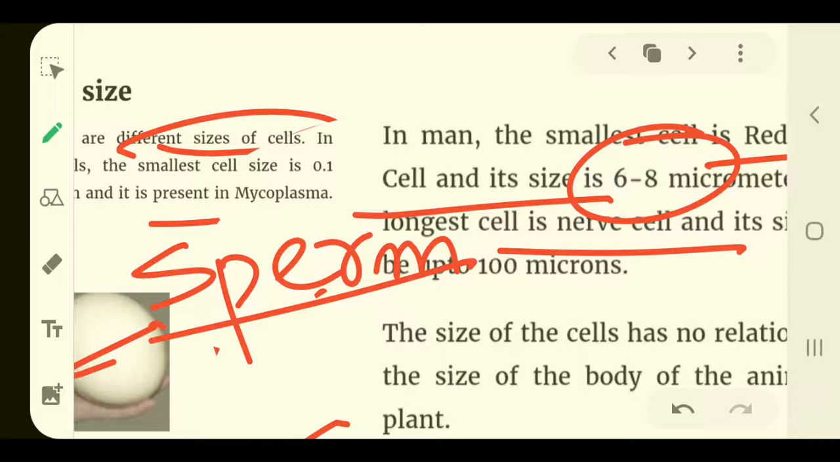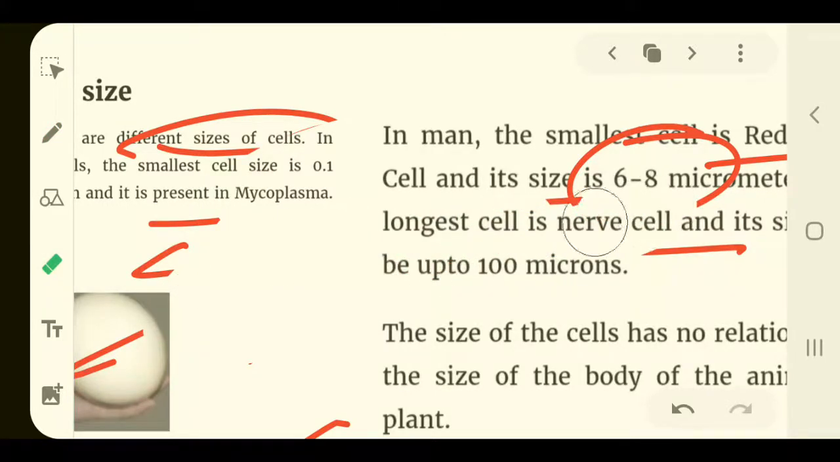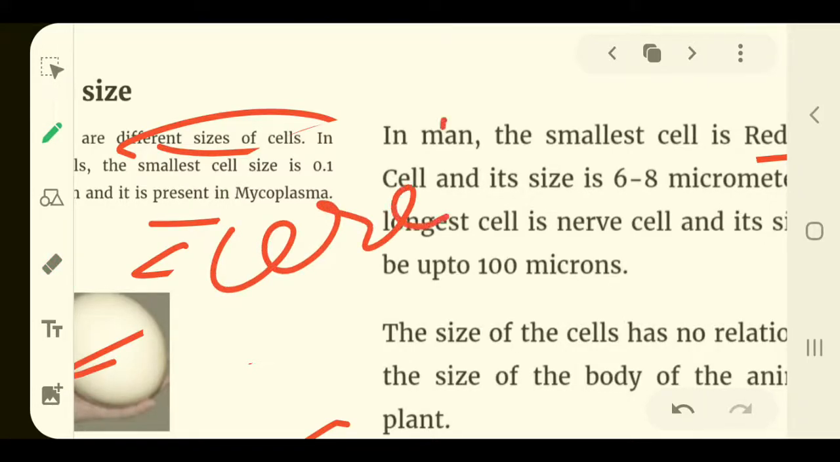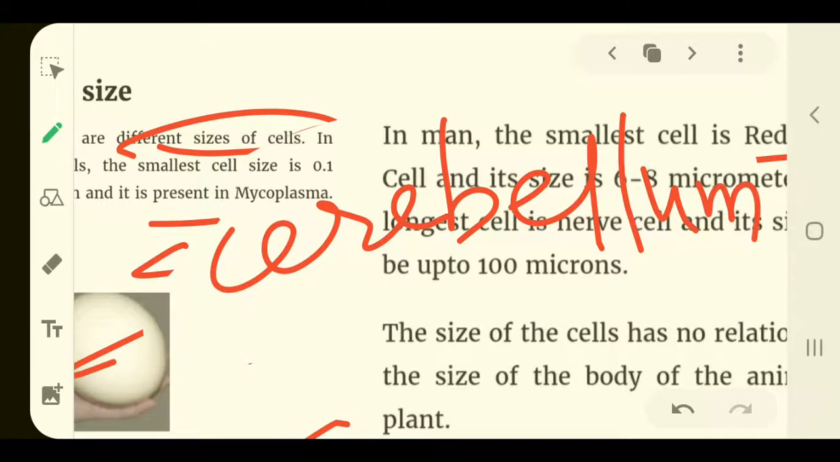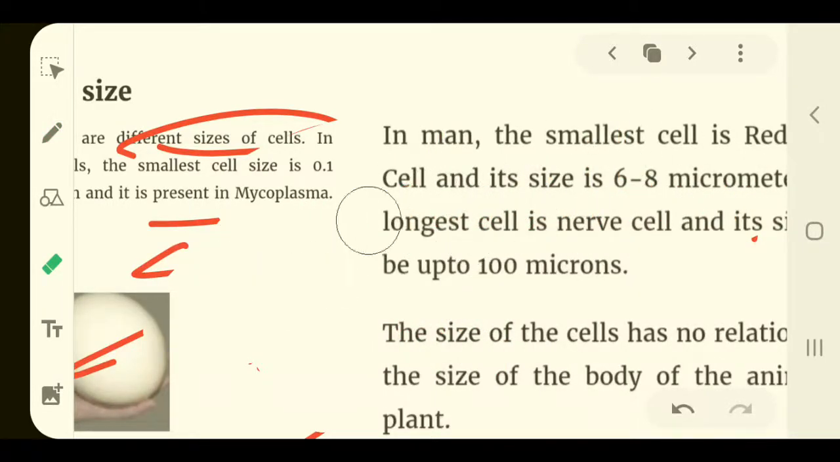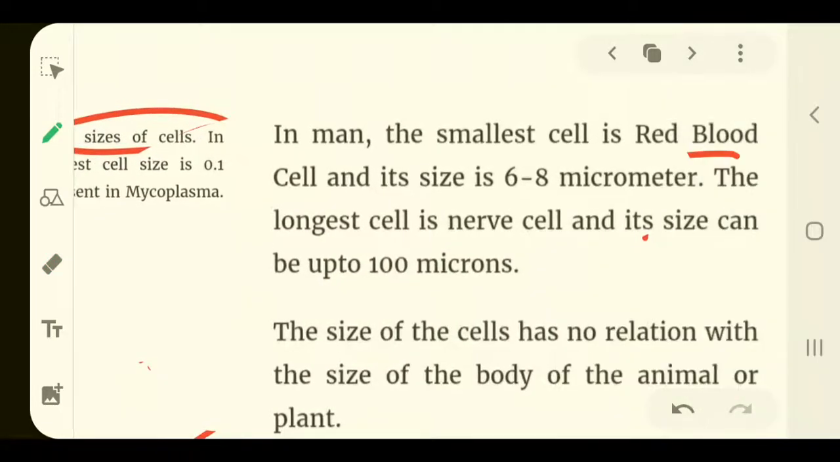If you go further in the class, you will find that there are some cells called granule cells in the cerebellum. Cerebellum is the part of the brain. They are the smallest cells, approximately 4 micrometers in size. These are found in the cerebellum, the granule cells we call them, and so they are the smallest one. But for your class, if you write the red blood cell, no problem with it. And the largest cell is the nerve cell, okay?